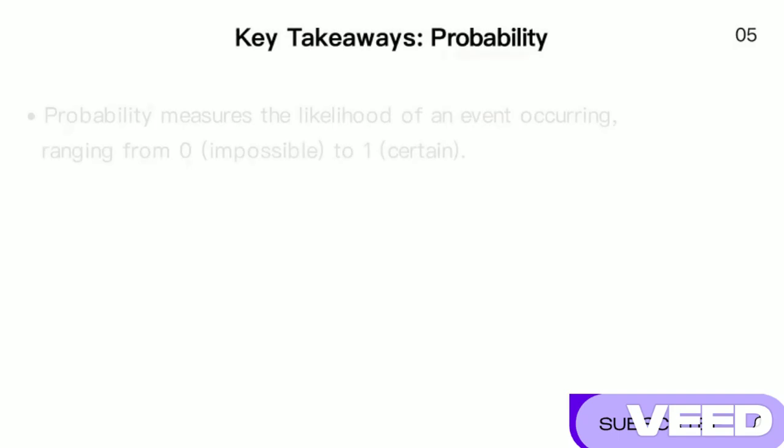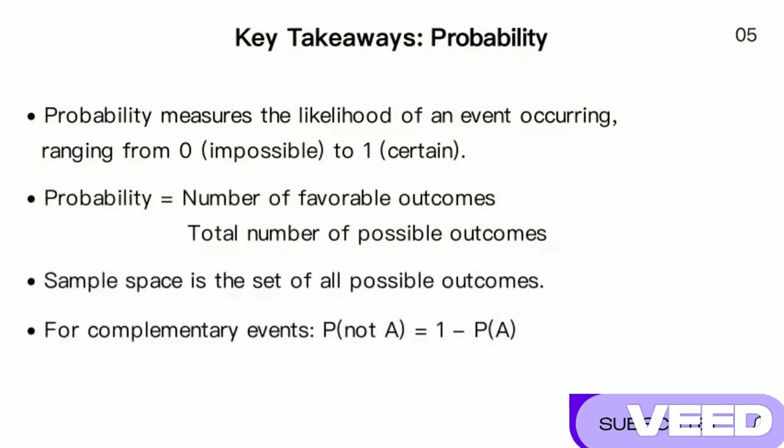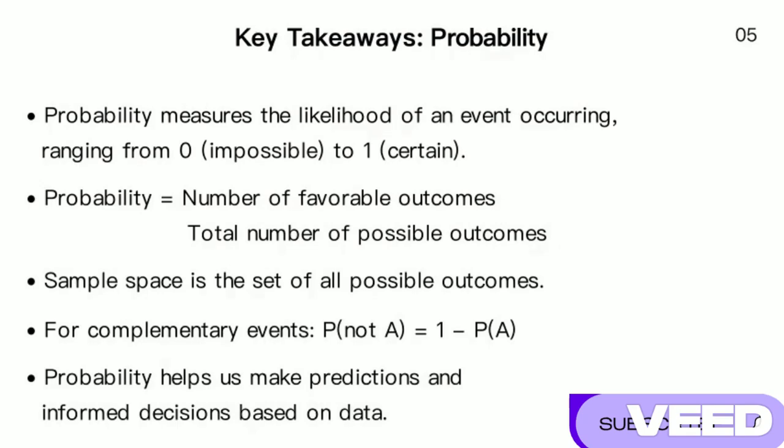Let's summarize what we've learned about probability. Probability measures the likelihood of an event occurring, with values ranging from 0 for impossible events to 1 for certain events. The basic formula for calculating probability is the number of favorable outcomes divided by the total number of possible outcomes. The sample space represents all possible outcomes of an experiment. For complementary events, the probability of not A equals 1 minus the probability of A. Understanding probability helps us make predictions and inform decisions based on data. These concepts form the foundation of probability theory and are essential for further study in statistics and data analysis.